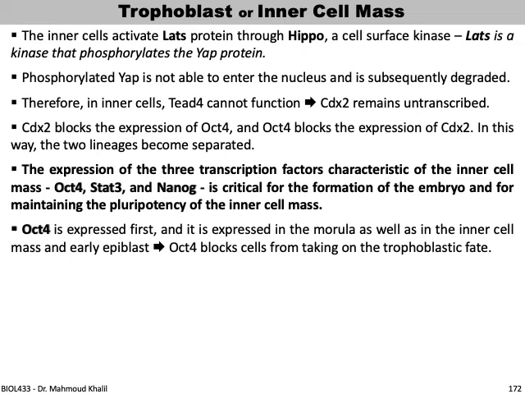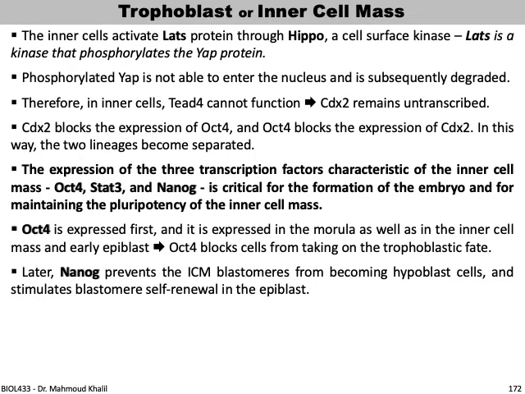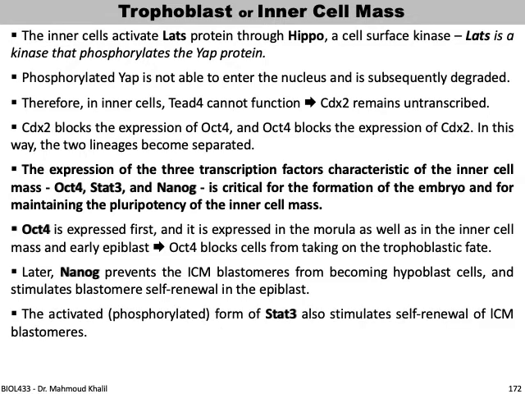In this respect, OCT4 is expressed first, and it is expressed in the morula as well as in the inner cell mass and the early epiblast. OCT4 blocks cells from taking on the decision to make trophoblast cells, while NANOG later on prevents ICM blastomeres from becoming hypoblast cells and stimulates blastomere self-renewal to form new cells in the epiblast.